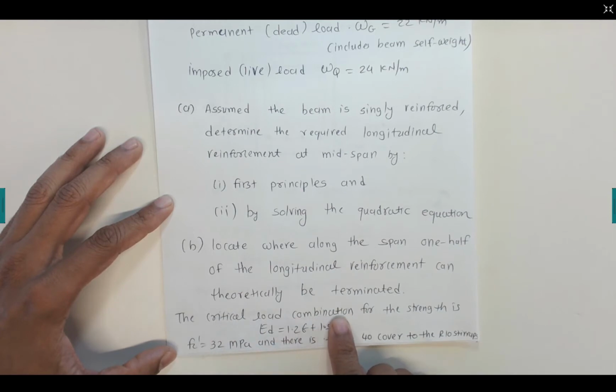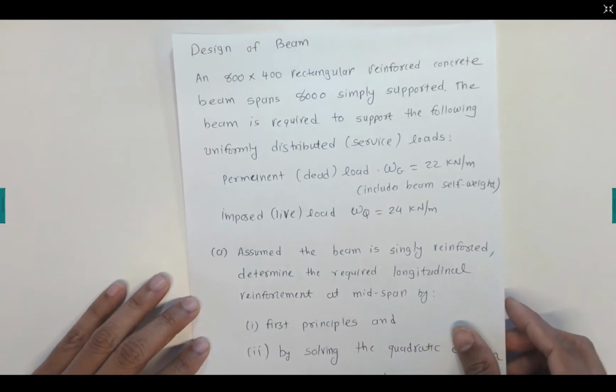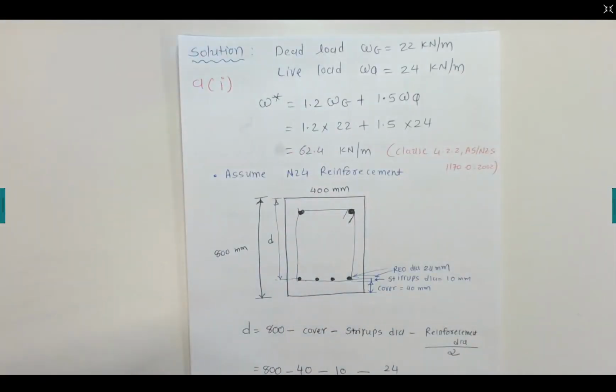The critical load combination for the strength is 1.2 G plus 1.5 Q, and the characteristic strength of concrete is given as 32 megapascal, and there is to be 40 millimeter cover to the R10 stirrups. So all the details that we're going to have will be put into the figures.